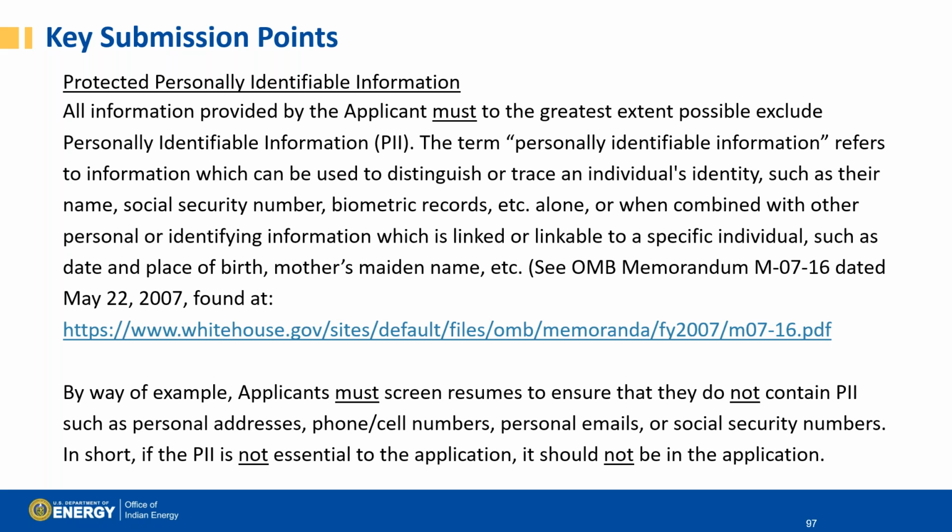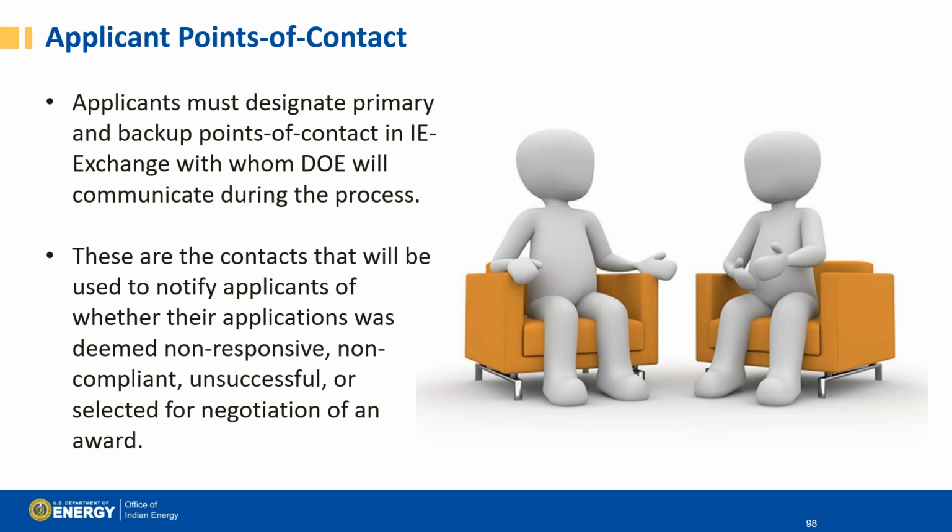In short, if the PII is not essential to the application, it should not be in the application. Next slide, 98. Applicants must designate primary and backup points of contact in IE-Exchange with whom DOE will communicate during the process. Remember, these are the contacts that will be used to notify applicants of whether the applications were deemed non-responsive, non-compliant, unsuccessful, or better yet, selected for negotiation of an award. So we want to make sure we get in touch with you.